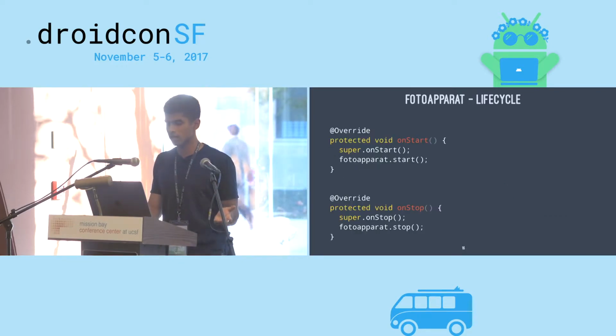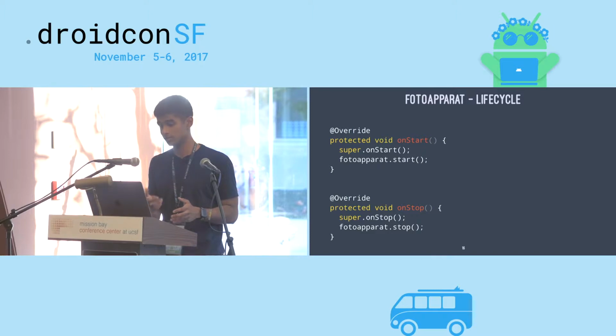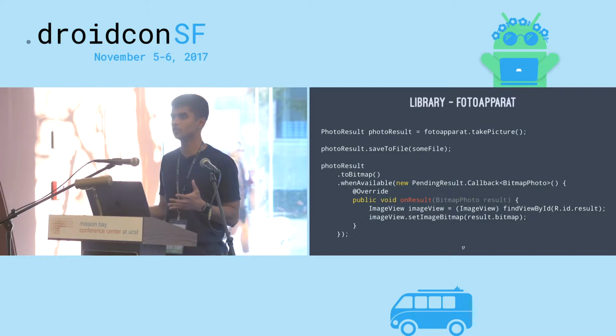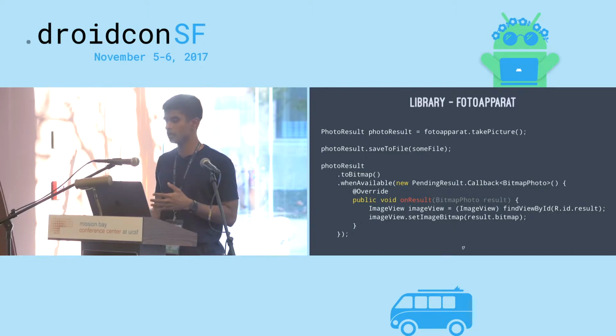You need to handle on start and on stop. Later, when we cover the Camera 1 and Camera 2 APIs, you'll see exactly how nice this is, just to call like start and stop to handle lifecycle. To take a picture, it's very simple. You call take picture, and then you can save it to file. And say you have a preview view where you want to display the image, you can listen to when the bitmap is ready and then set it to the image view.